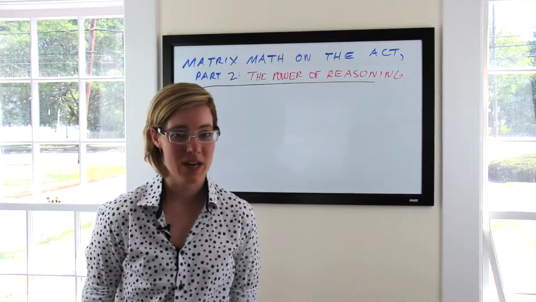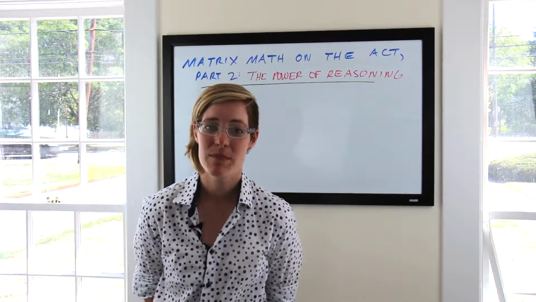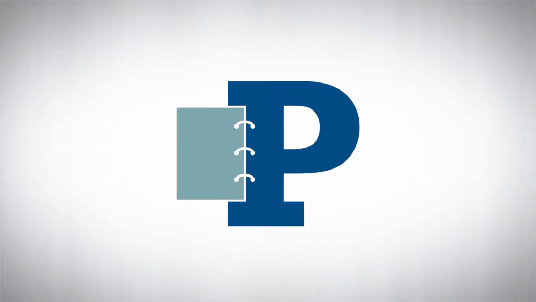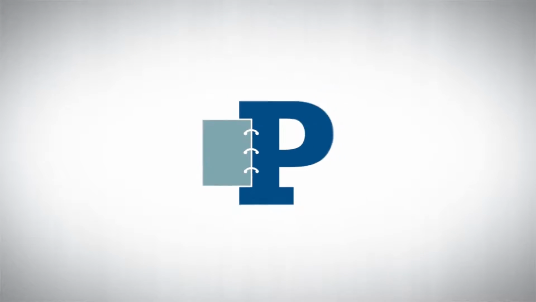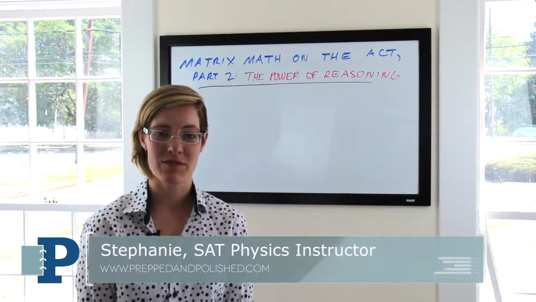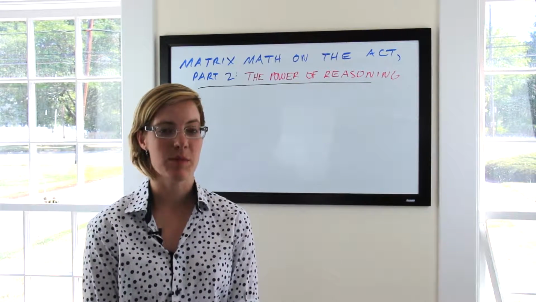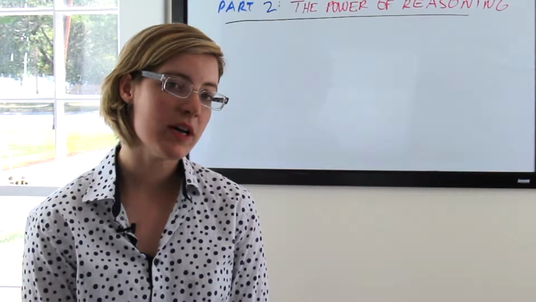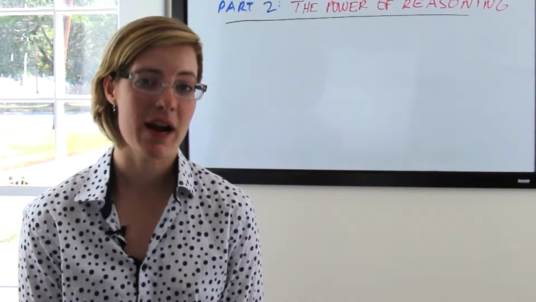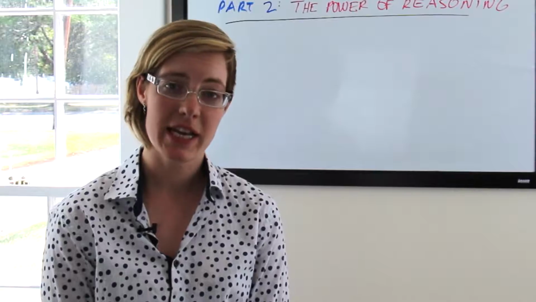This is the second part in Matrix Math on the ACT, and this one I like to call the power of reasoning. Now that you have the skills of working with matrices from part 1, let's talk about the two types of problems that generally come up on the ACT. The first one we like to call an element comparison problem, and the second one is a matrix multiplication problem.